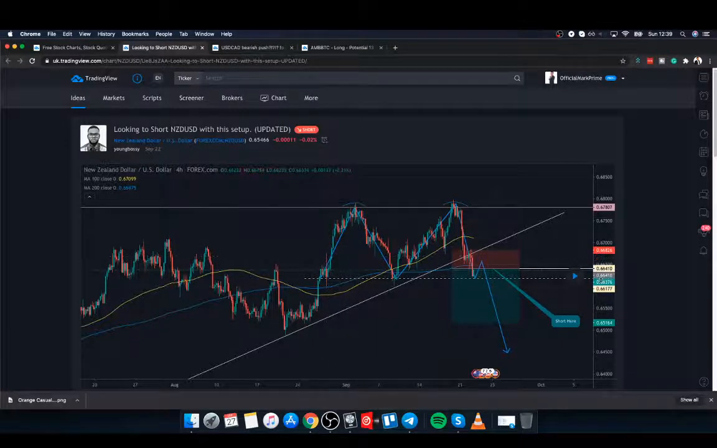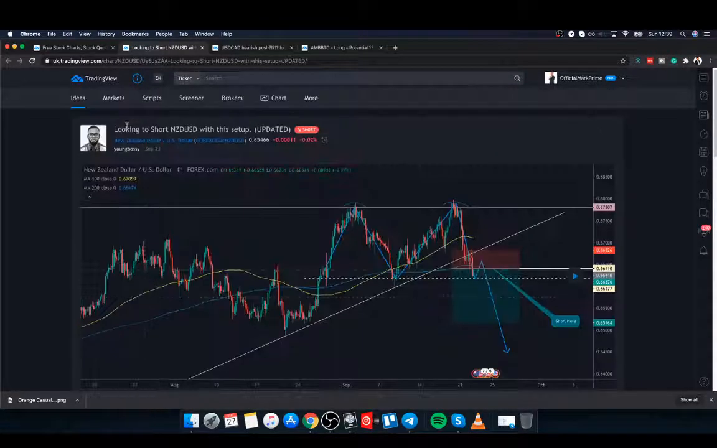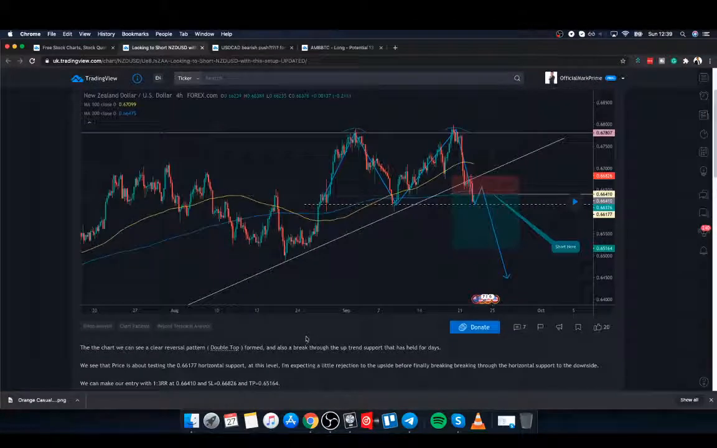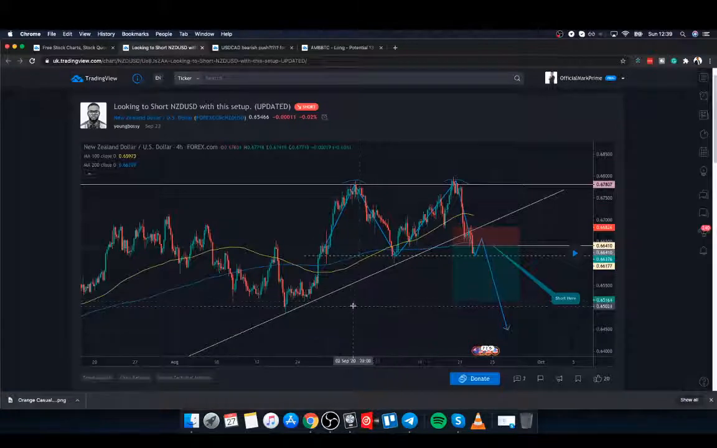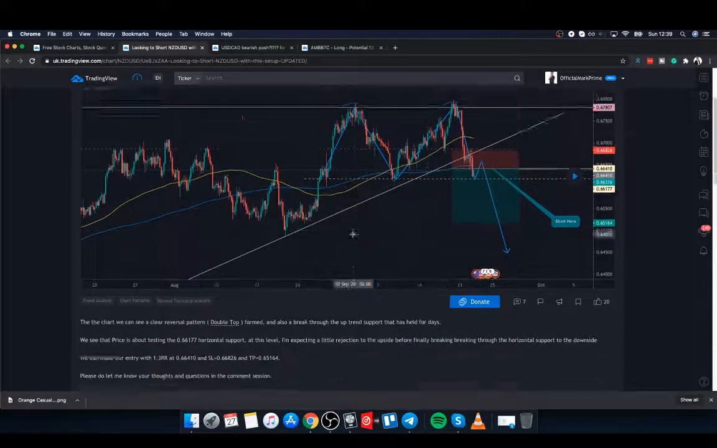So I wouldn't take this trade. This is the bottom line. I would never take this trade, okay? Maybe you are the best trader in the world, Young Bossy, and maybe I'm saying something stupid, but I wouldn't take this trade anyway.